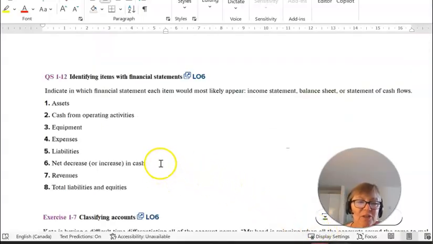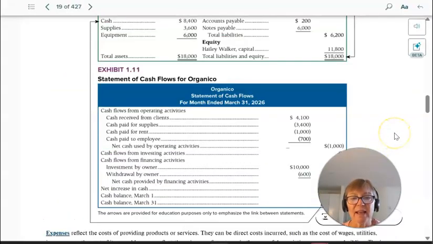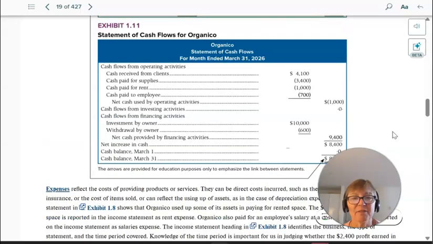Net decrease or increase in cash. So again, the only way cash shows up on the income statement or the balance sheet is as an actual amount on our balance sheet, saying how much cash, the asset, do we actually have. So when we're looking at a net increase or decrease in cash, then that must be our statement of cash flows. And you can see here, net increase in cash.